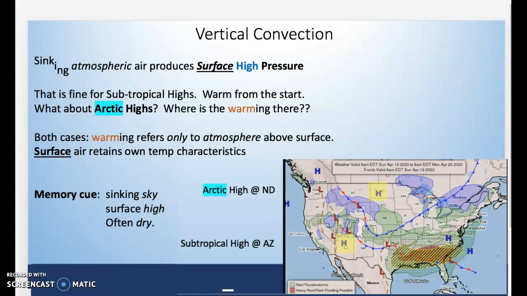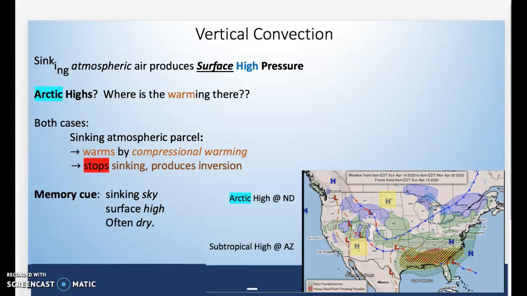Let's look into this a little bit more. When this sinking atmospheric parcel drops and warms, it may stop sinking and produce an inversion. After all, it's still buoyant, falling into colder air. It's not going to fall farther into colder air. It's going to remain buoyant. So it can remain buoyant and stop sinking and produce an inversion. And we know an inversion produces a very stable atmosphere that is stagnant.